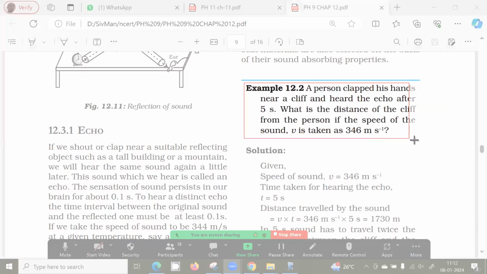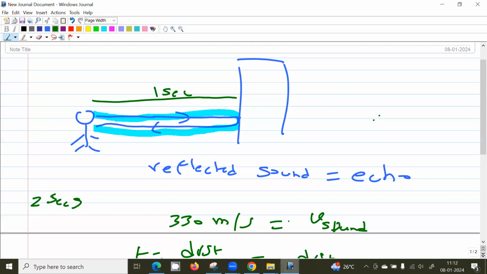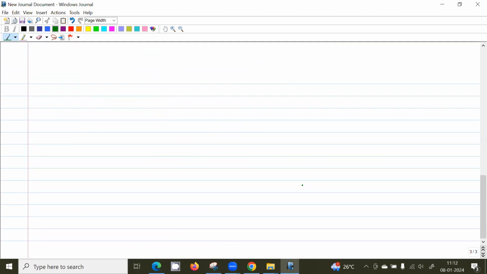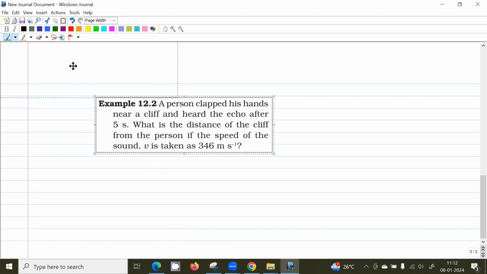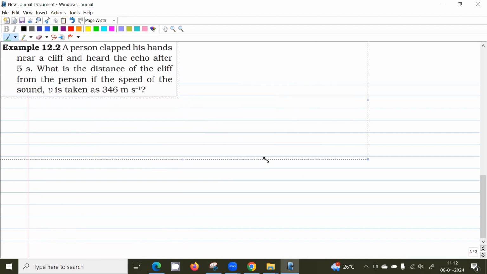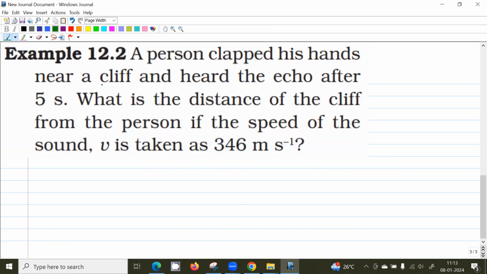Yeah. No, sir. Any doubt? No, sir. A person claps his hand near the cliff. The 346 into 3, sir. Sorry. This is the cliff. 346 into 5 by 2, sir.